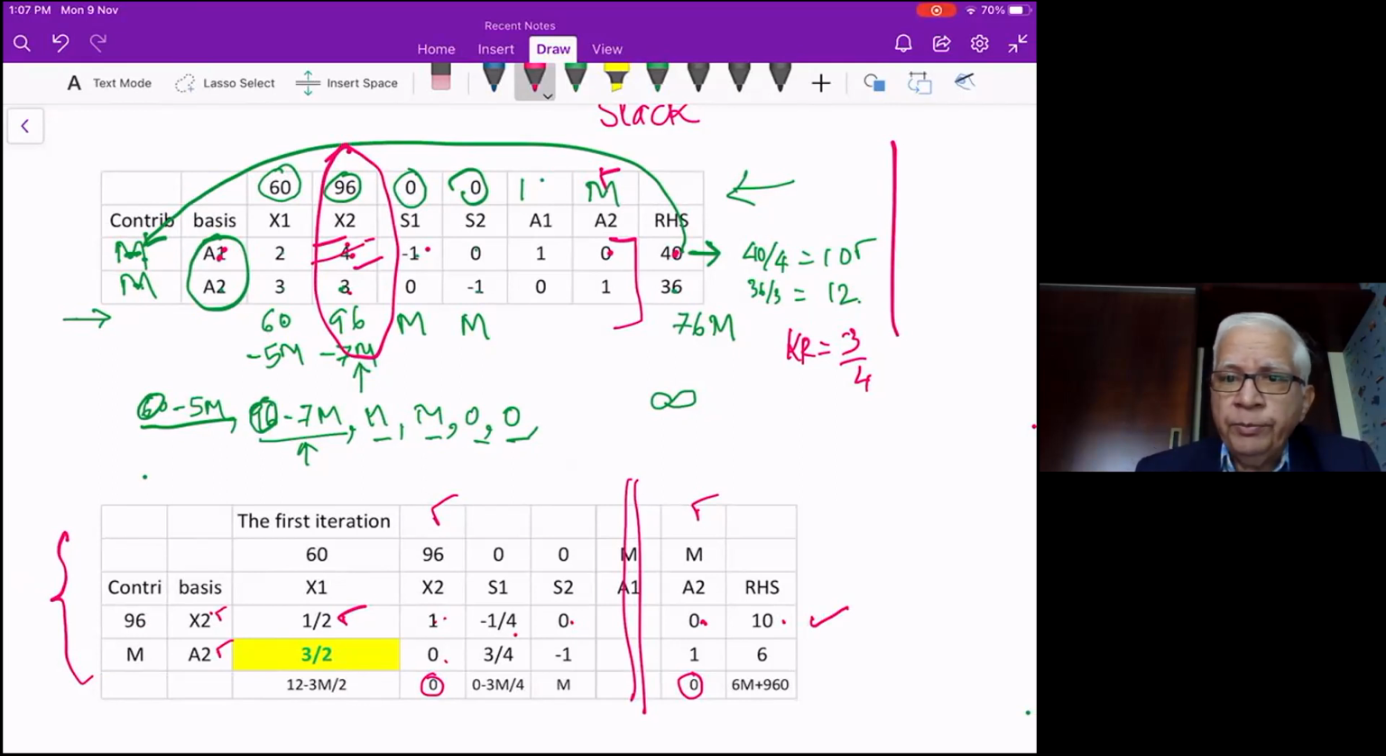In the key row, we have to simply take the old number divided by the key number. What was the key number? The key number was 4. Remember this. So everywhere in the first row, we have divided by 4.